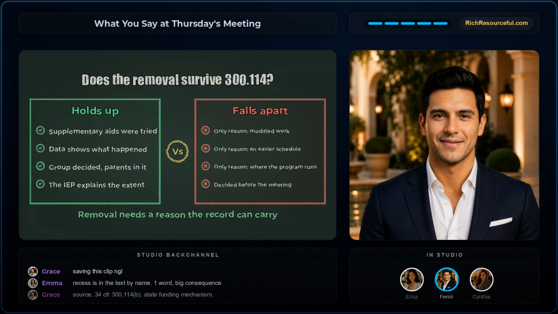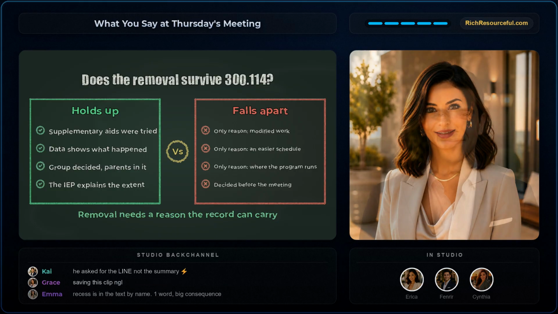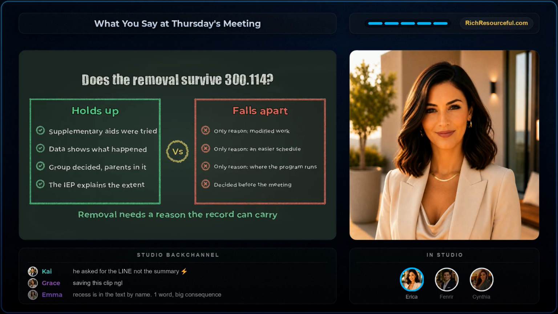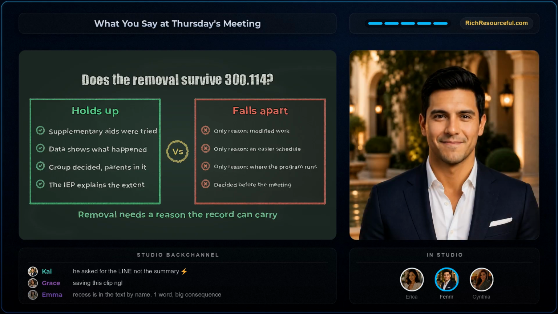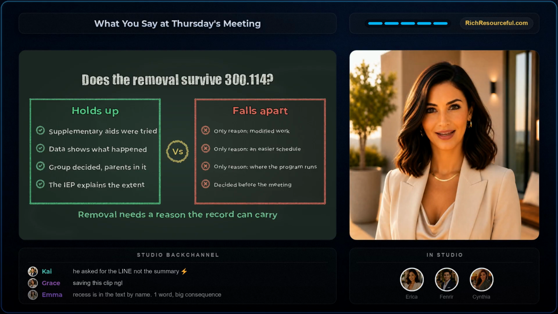What does satisfactorily mean in one sentence? It means the team judged the regular class wasn't working well enough, even with the supports in place. So it's a judgment, not a threshold. A judgment, written down, with the evidence attached.